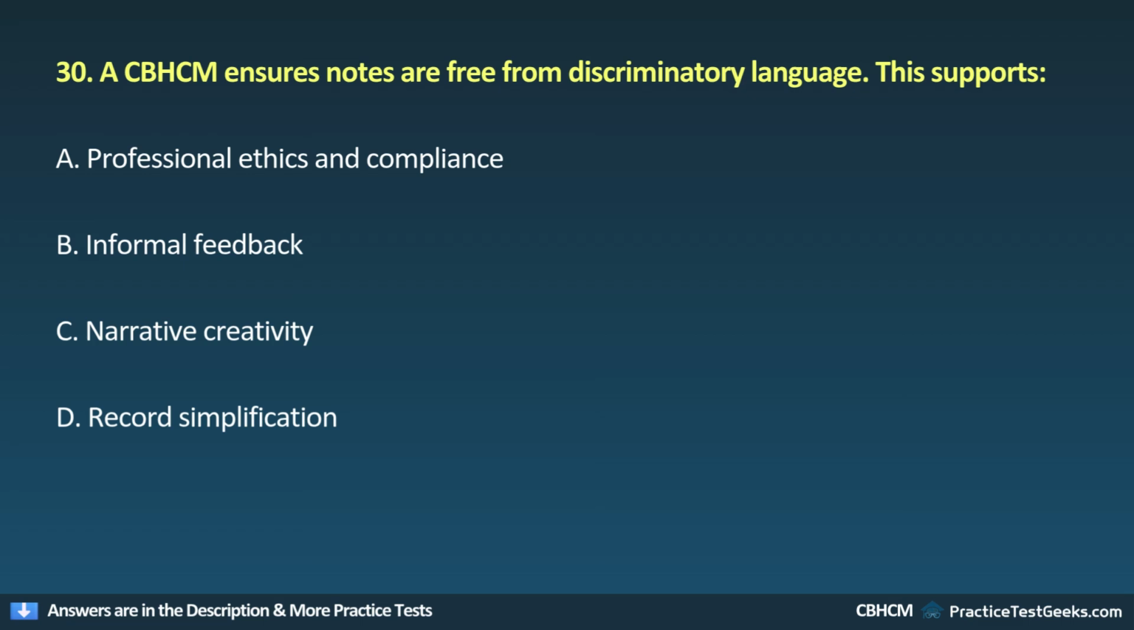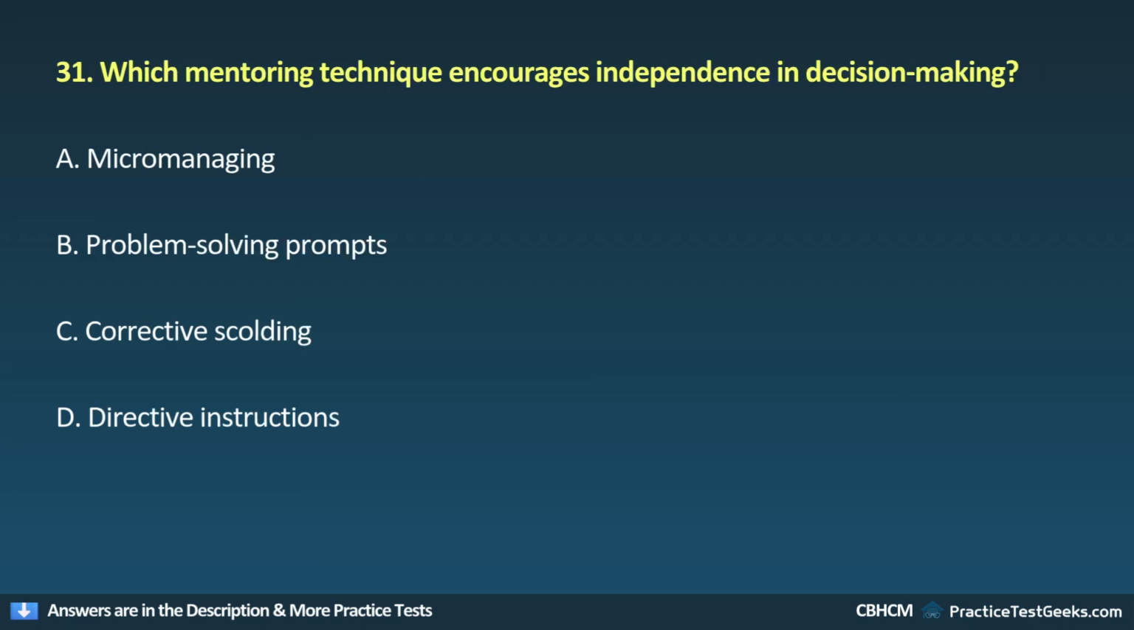30. A CBHCM ensures notes are free from discriminatory language. This supports A. Professional ethics and compliance. B. Informal feedback. C. Narrative creativity. D. Record simplification.